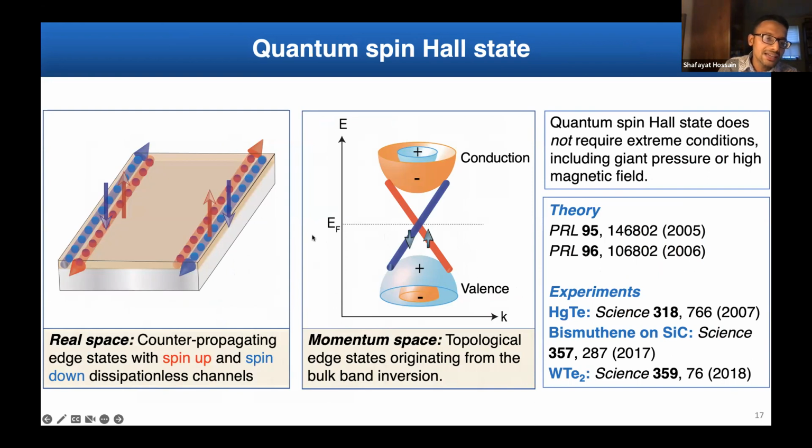The quantum spin Hall state features counter-propagating, or helical, edge states running along the sample edges. These edge states are dissipationless, and they reside within the bulk gap that comes from the bulk band inversion. The theory came out in 2005, and it was realized in mercury telluride quantum wells in 2007. Some other materials later realized this quantum spin Hall state, like bismuthene or tungsten ditelluride.